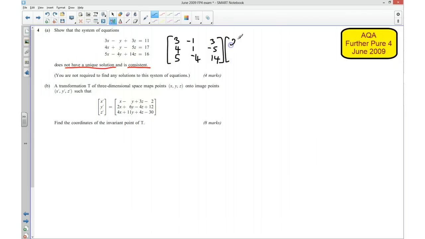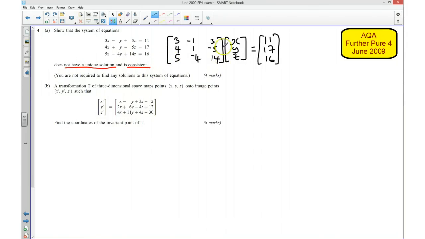I've just written it in matrix form so it's clear what's going on. If I multiplied this by this here, I would get this system of equations. What I'm looking to show is that the determinant of this part here is 0, and that will tell us that it does not have a unique solution.